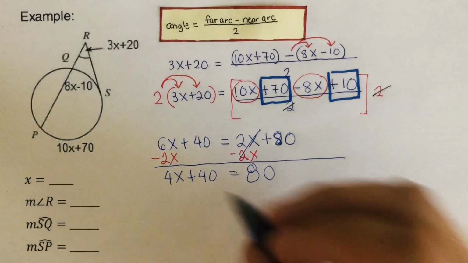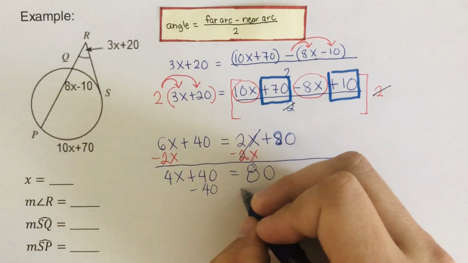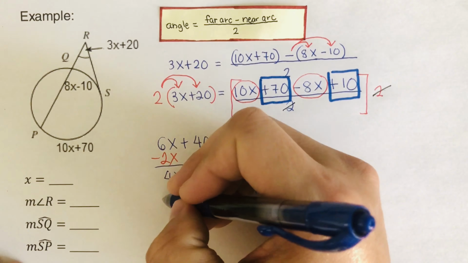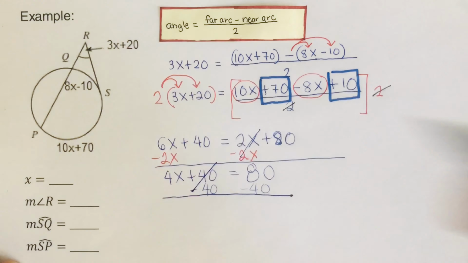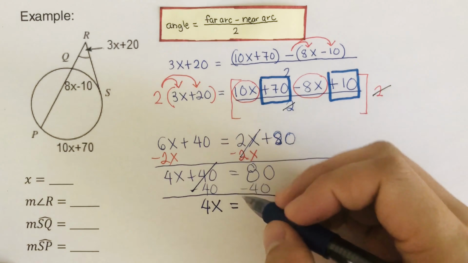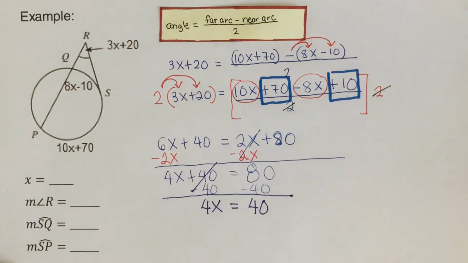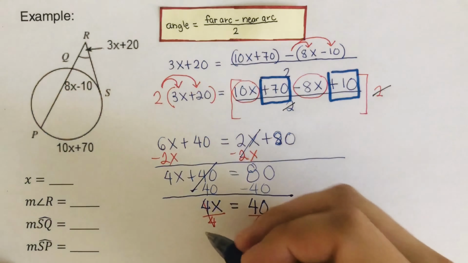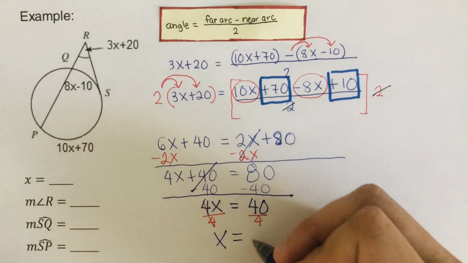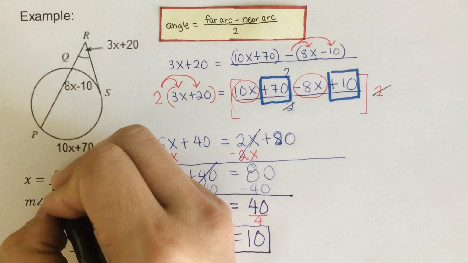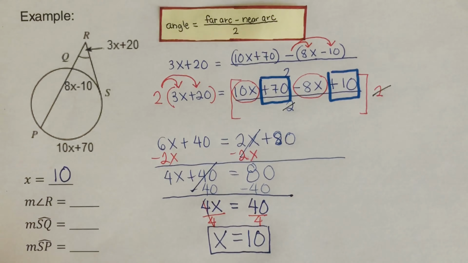Then from here, we are going to subtract 40 from both sides. So we can cross out the 40 and 40. We are left with 4x equals 40. And then we divide both sides by 4. So our x is 10. So x right here is 10. Now we're looking for angle R, so this angle R right here.